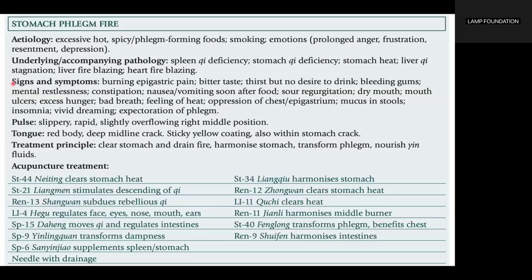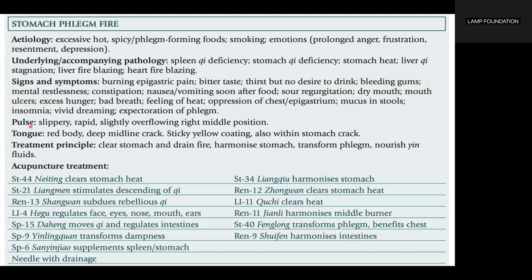Signs and symptoms: burning epigastric pain, bitter taste, thirst but no desire to drink, bleeding gums, mental restlessness, constipation, nausea, vomiting soon after food, sour regurgitation, dry mouth, mouth ulcers, excess hunger, bad breath, feeling of heat, oppression of chest, epigastrium, mucus in stools, insomnia, vivid dreaming, expectoration of phlegm.